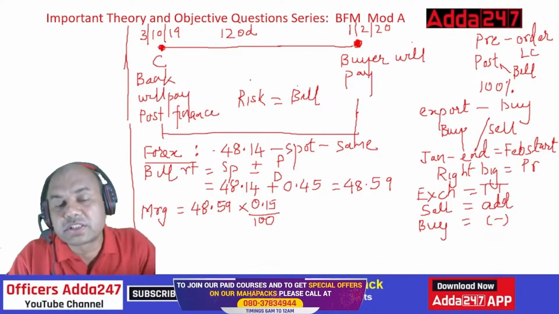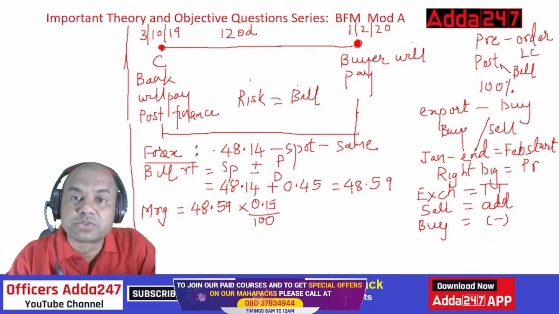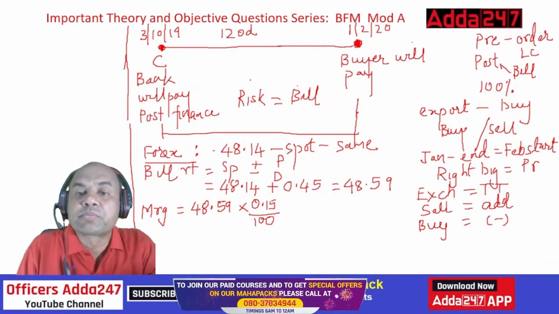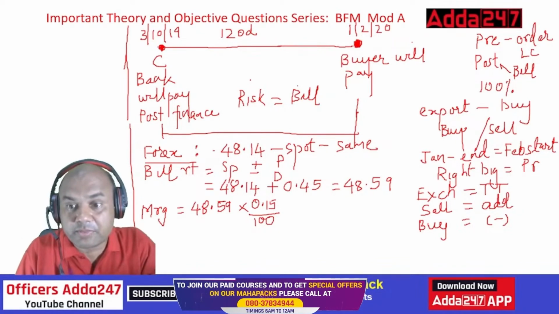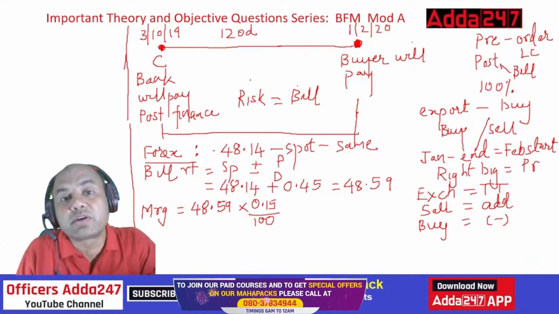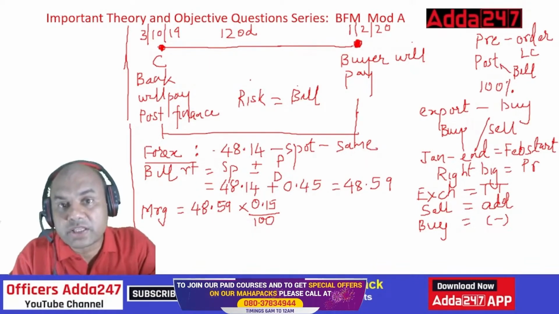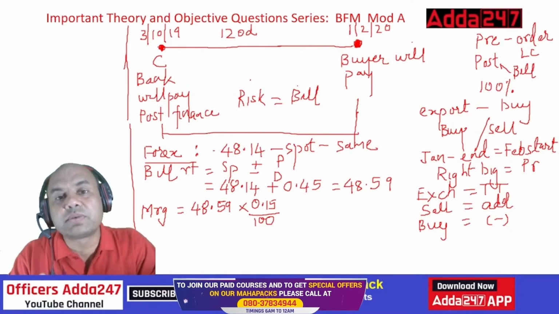You are not using this buy low sell high maxim. So remember, buy low sell high maxim will never be used when the transaction is on the first day of the month or last day of the month. Always remember this. First day or last day, buy low sell high is never used. First day or last day. In between anything is there, then you will be using the buy low sell high.